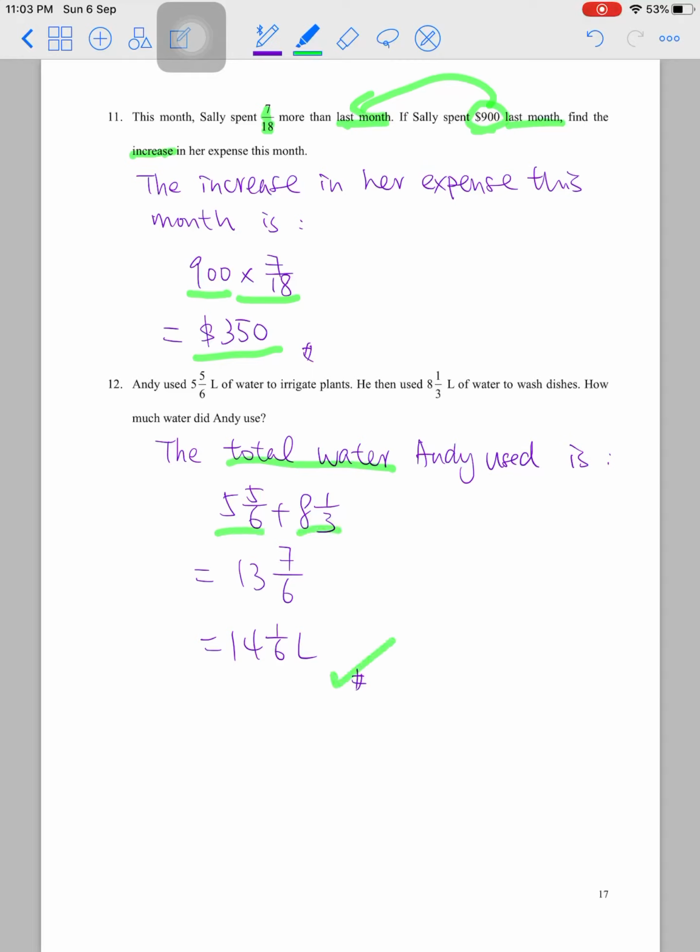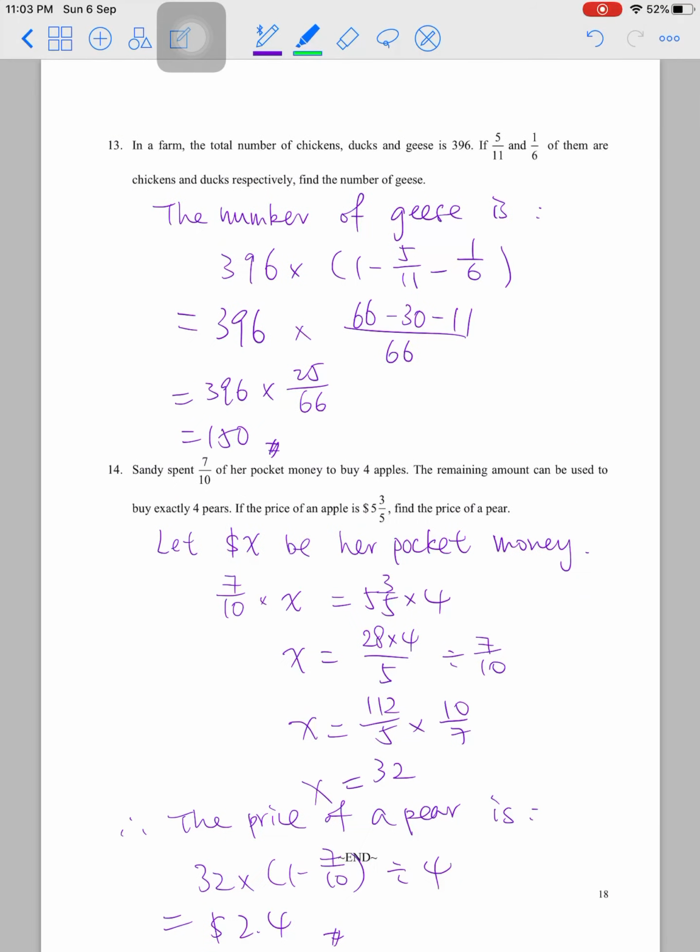And then for the word problems, you must answer the questions. You can either give me the topic sentence. This one is the topic sentence. Or you can answer it like this. Lastly, here, therefore, the increase in her expense is 350. Either you choose one to answer it. That is okay for word problems. So let's move to question 13.